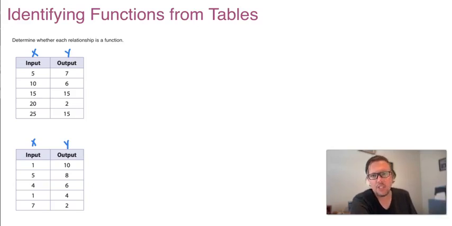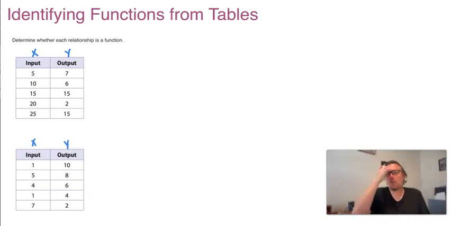Now, one of the advantages of trying to find a functional relationship from a table is that if we look at the input column and we do not see any number repeated, meaning we don't see any number twice in the input column, we automatically know it's going to be a function, because in order for an input to be assigned to more than one output value, it would have to show up more than one time in the input column.